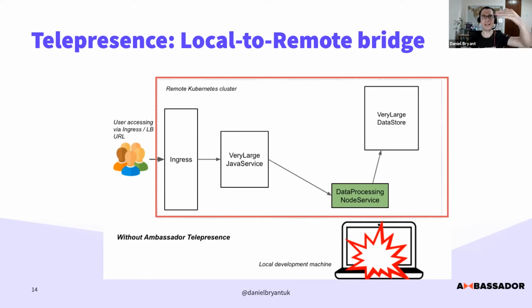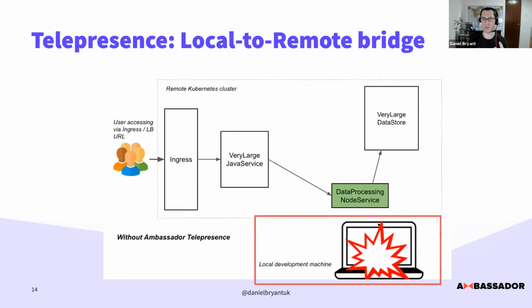So some stuff's coming in from a user request. You want to work on that service, but you want to call into other services in the cluster. What you really want to do is move the data processing node service here onto your local laptop, but still have the network connections working. And that's what Telepresence gives you. Yeah, I've literally got the animation there, right? You want to move it onto your laptop.